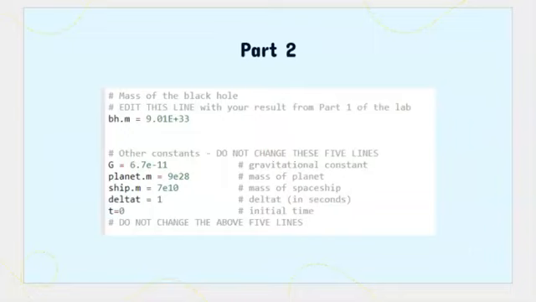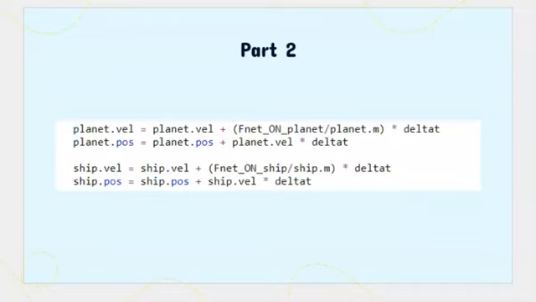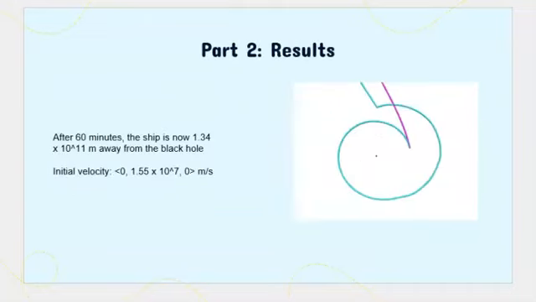Now in part 2, we need to calculate the net force on the planet and the spaceship to determine how fast the spaceship can be to approach the black hole and not get sucked in. To find the F-net on the planet, I found the gravitational force done by the ship and the black hole. Conversely, to find the F-net on the ship, I found the gravitational force done by the planet and the black hole. This is represented in the code. Finally, applying Newton's second law, we determined the initial velocity needed. After running the code, we can see the trajectory of the planet, the cyan line, and the spaceship, the magenta. Through trial and error, it was determined that the initial velocity of the spaceship can be 1.55 times 10 to the 7th meters per second without getting sucked into the black hole.